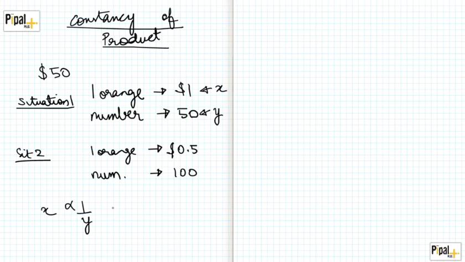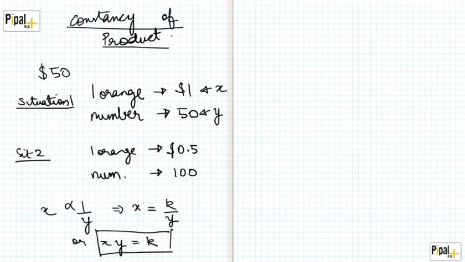Or x equals a constant upon y, or x into y is a constant, right? So this situation is constancy of product, the product of two entities being a constant. Now, how do we handle situations like these when we are given an x and a y, and then we are asked if x changes by a certain percentage, what is the percentage change in y?